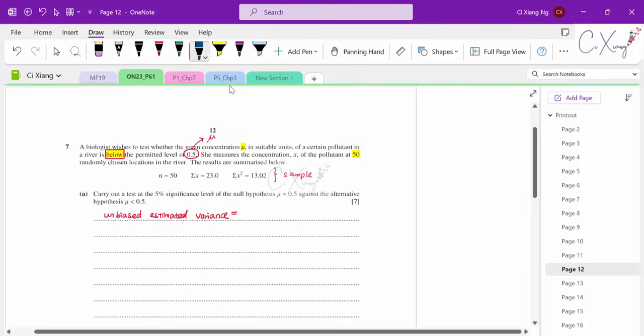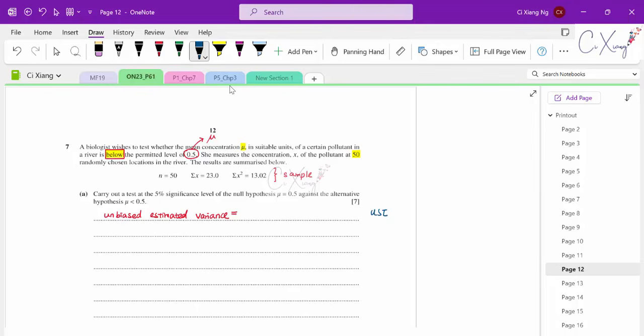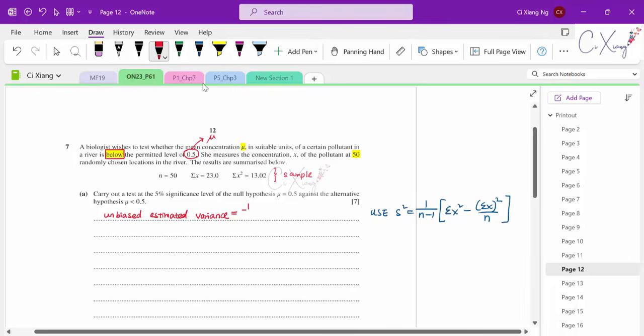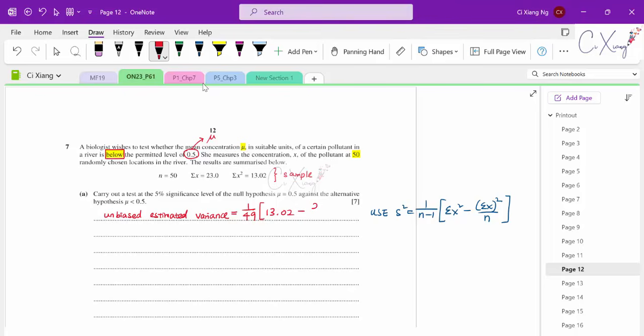So I will write it out here. We are going to use the formula where it equals 1 over n minus 1, times the summation of x squared minus the summation of x, all squared, divided by n. Now put in the values. I'm having 1 over 49. Summation of x squared is 13.02. Minus 23 squared divided by 50.